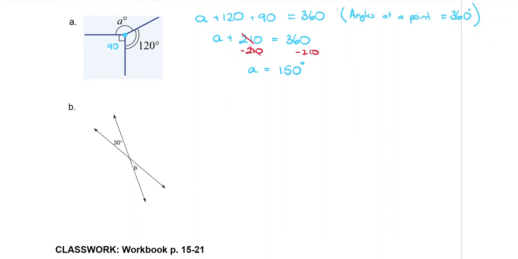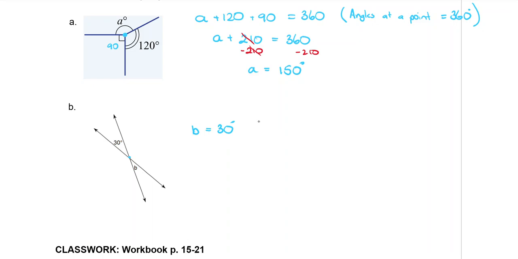Looking at question B, we can see that we do have a point here in the middle, but we only have the angles opposite each other. We don't have all of the angles going around. We'd be missing this one over here and this one over here, right? So we are going to use vertically opposite angles. As soon as we identify that cross shape, that means that the B has to be equal to the 30. That's it, there's no other working out.